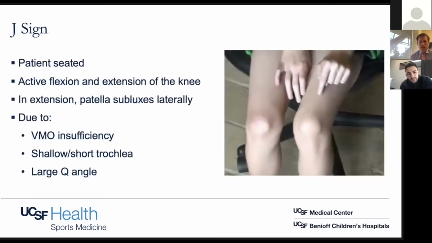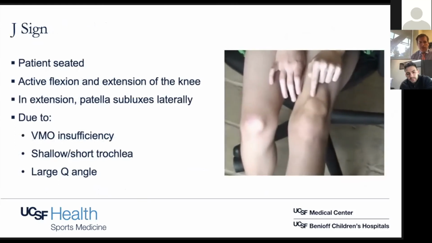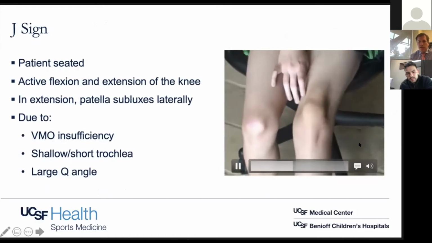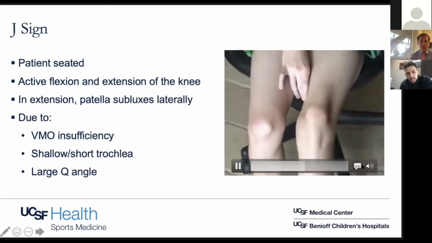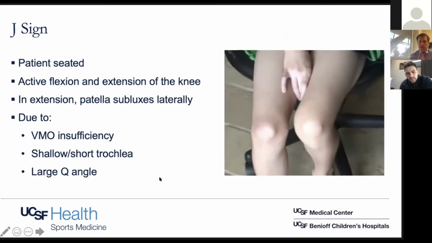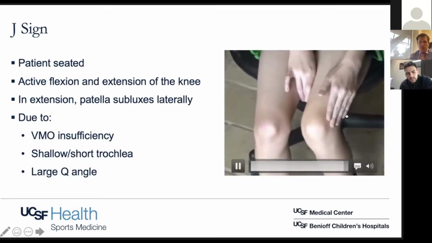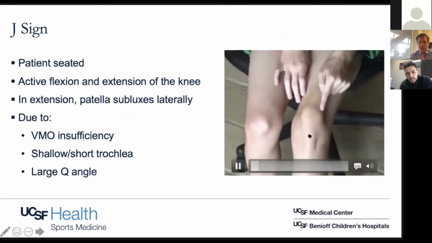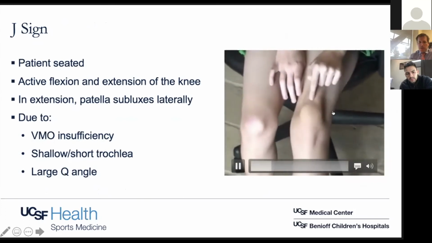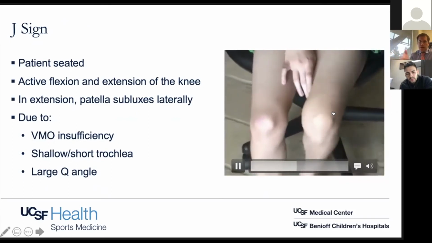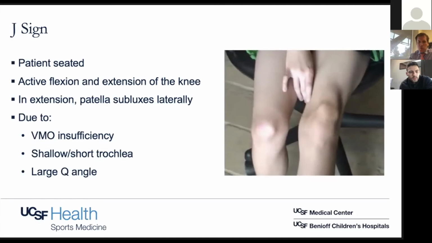All right, and then another exam finding to look at is the J sign. With that, you have the patient seated. I'll usually just have them swing their legs over the exam table and then actively flex and extend the knee. In extension, the patella subluxes laterally. As you're seeing here, as she extends, you see the kneecap just pop over laterally. And then when flexing down, it centralizes and tracks normally.